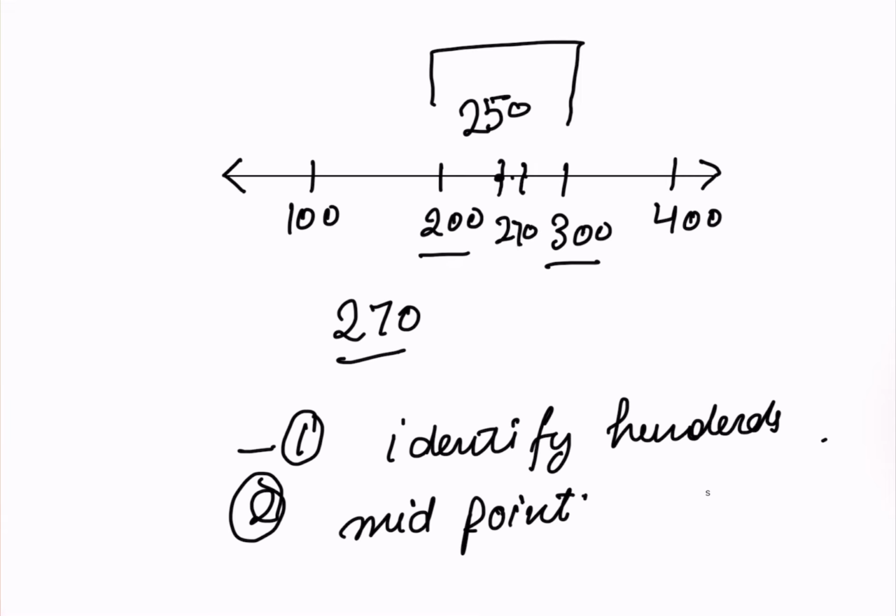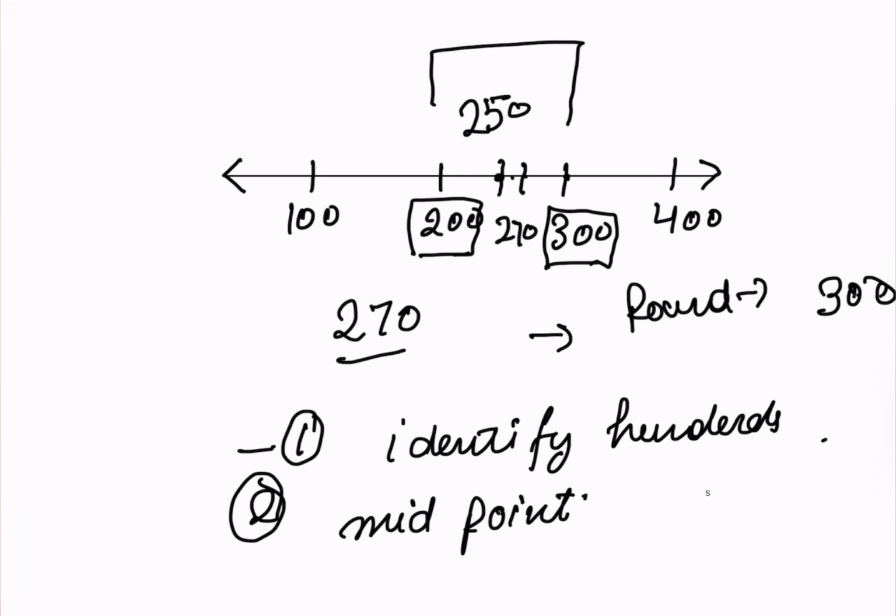So 270 is sprinting towards 300. If we round 270, the result is 300, because it has already passed 200 and it has already passed 250. So 300 is the nearest number. Okay, that's all for this one.